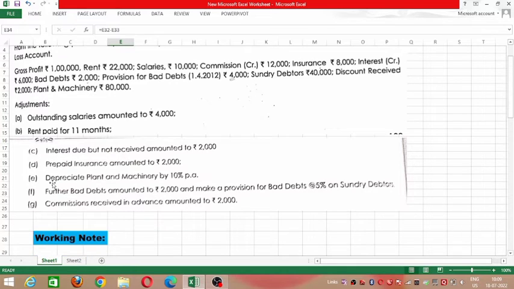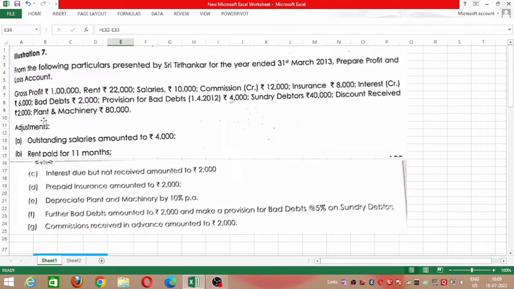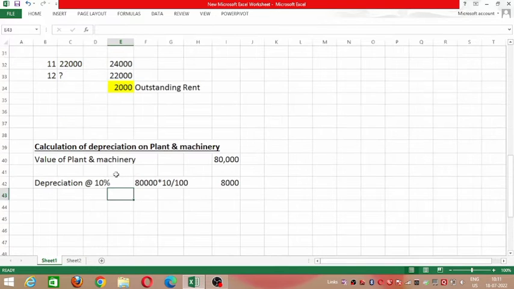Future expenses that are paid in advance are called prepaid expenses. Next, depreciate plant and machinery by 10% per annum. They have given the value of plant and machinery as 80,000. Let's do the calculation. On that we have to calculate the depreciation at the rate of 10%. 80,000 into 10 divided by 100 is 8,000. So this 8,000 depreciation amount should be debited to the profit and loss account.